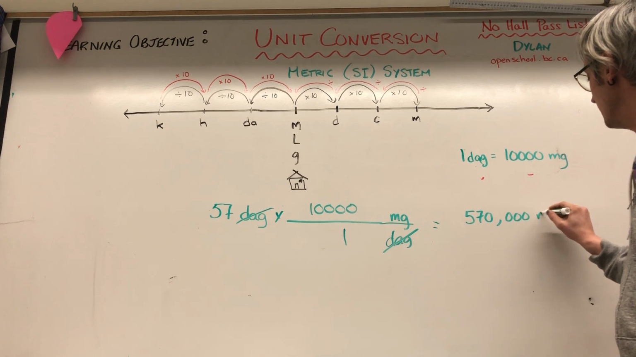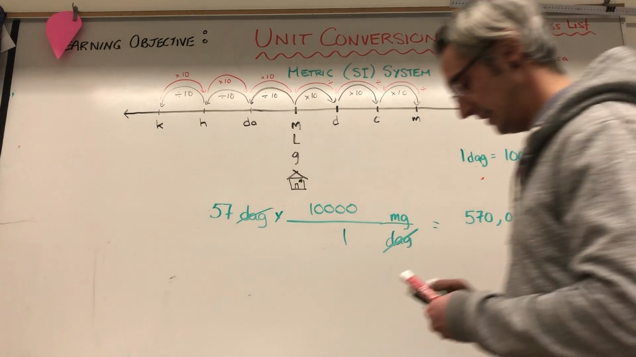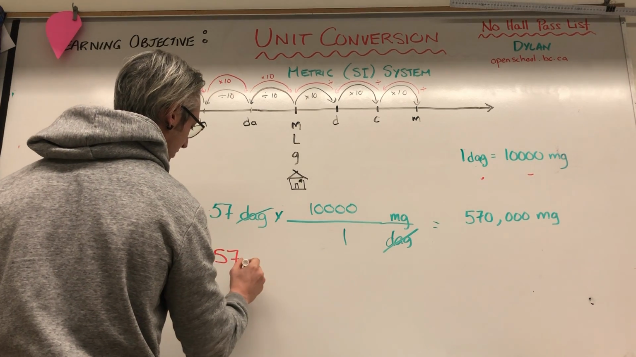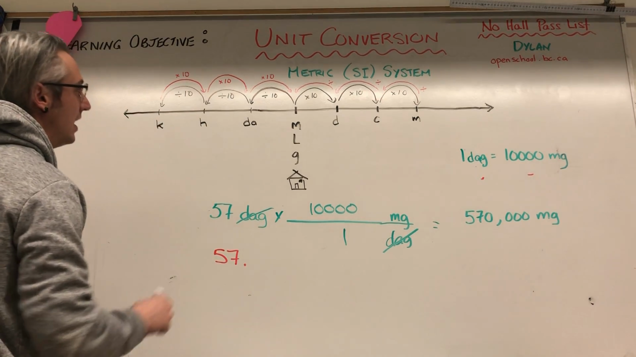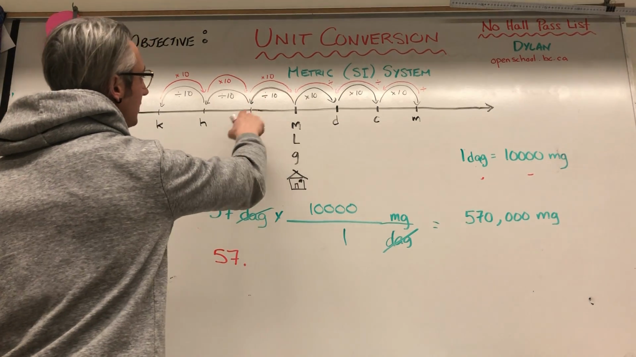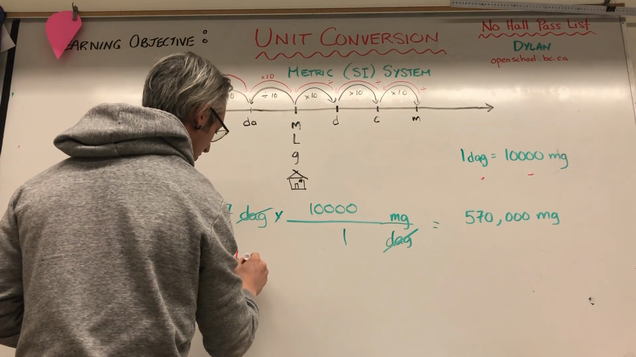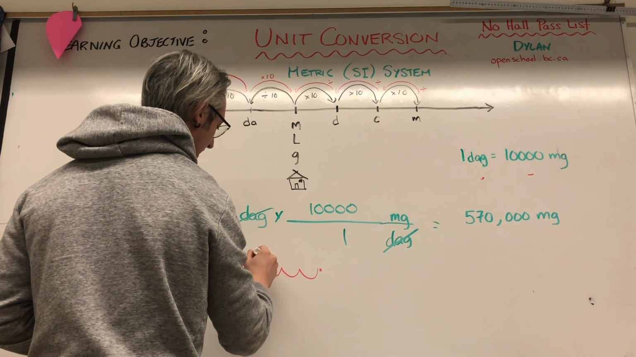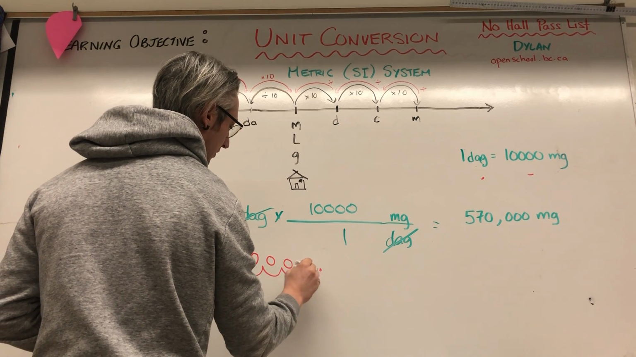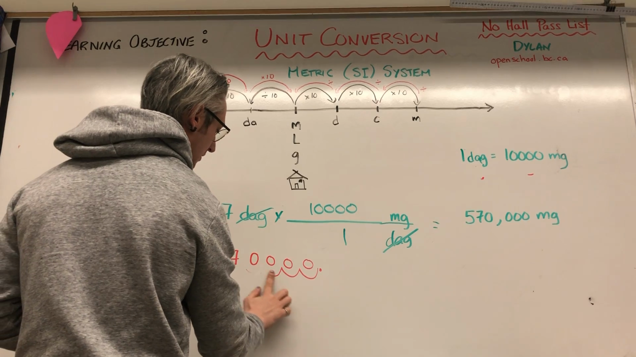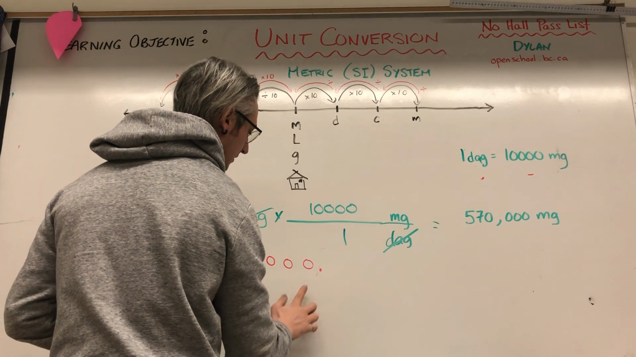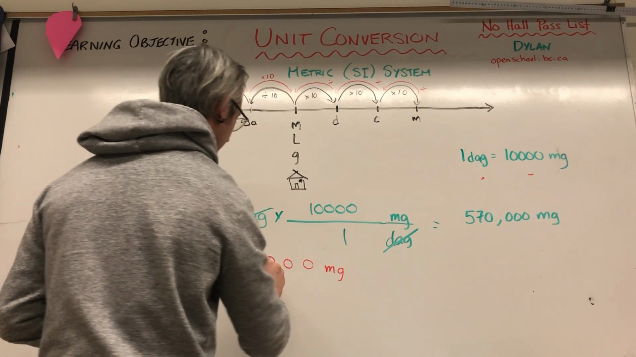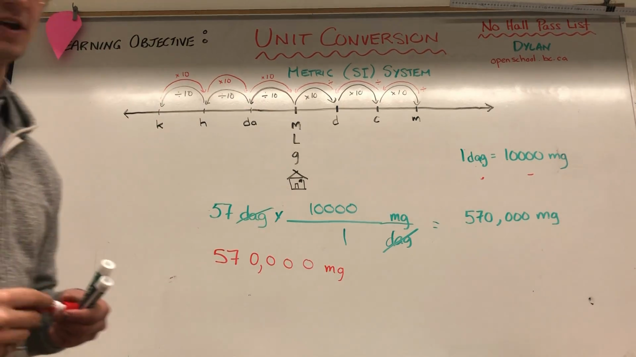570,000 milligrams. And if I did this the other way, I would have had 57, I would have located my decimal right here, and I would have known that I'm moving to the right 1, 2, 3, 4. So I go 1, 2, 3, 4, put my decimal there, and I'm going to add a 0 for each one. And I don't need the decimal actually, and this leaves me with, again, 570,000 milligrams.